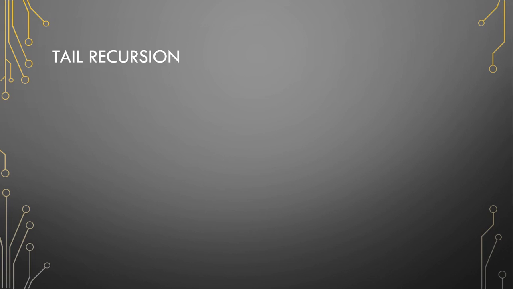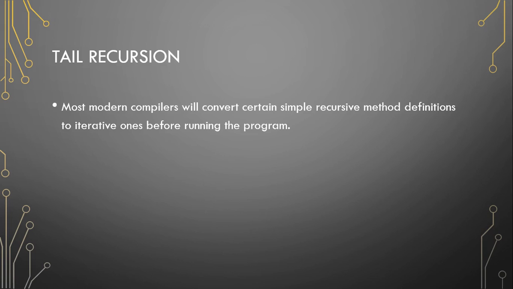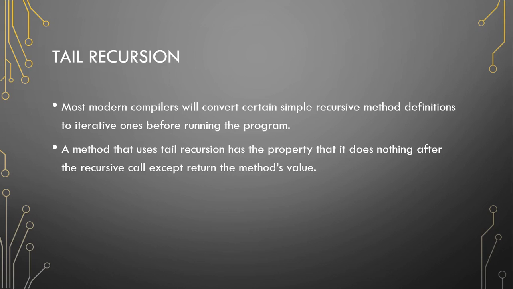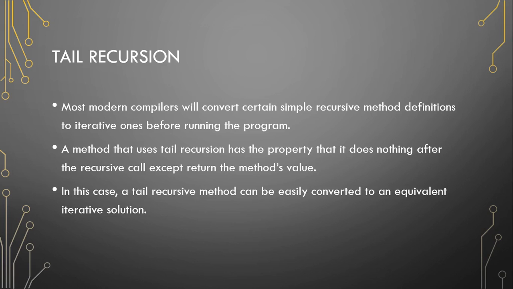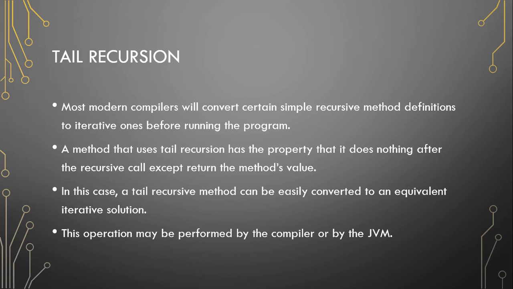All right, next we have what's known as tail recursion. Most modern compilers will convert simple recursive method definitions to an iterative one before running the program. A method that uses tail recursion has the property that it does nothing after the recursive call except return the method value. In this case, a tail recursive method can be easily converted to an equivalent iterative solution. Now, you as the programmer don't actually have to worry about much of this. This is something you just need to know in terms of how recursion works, because this is actually performed either by your compiler or by the Java virtual machine.